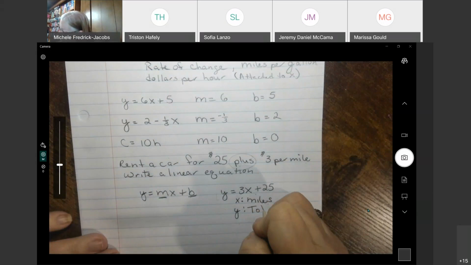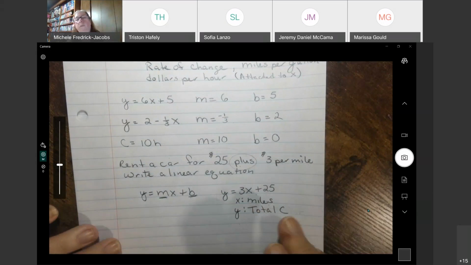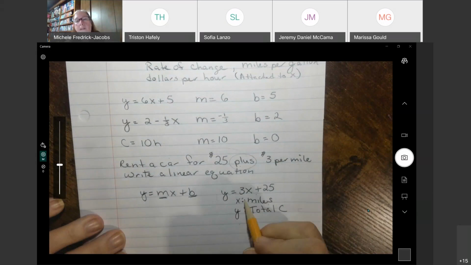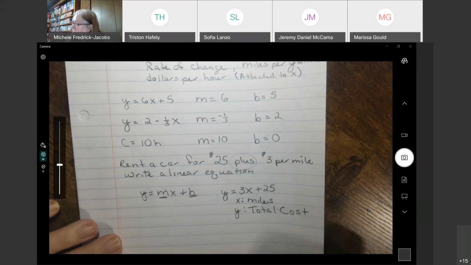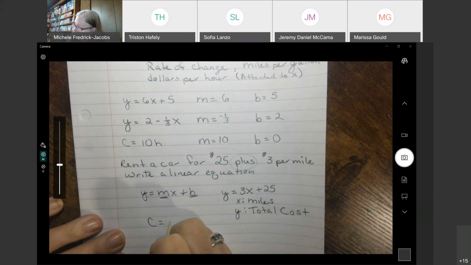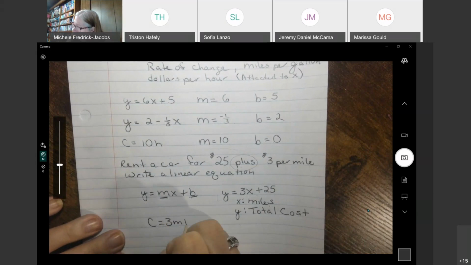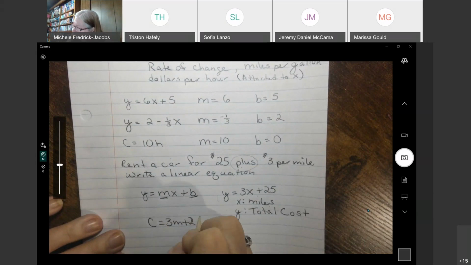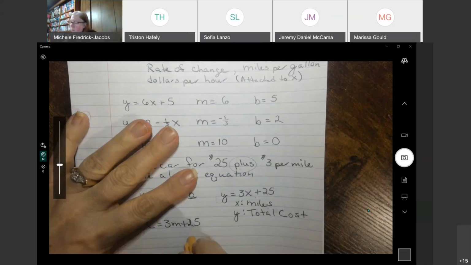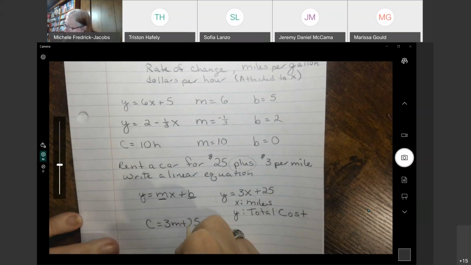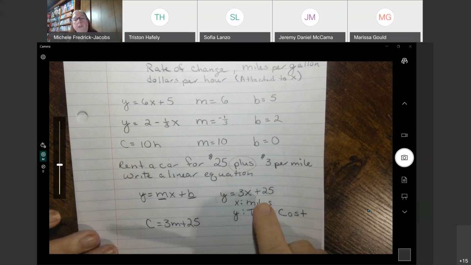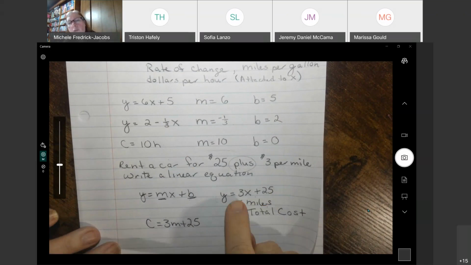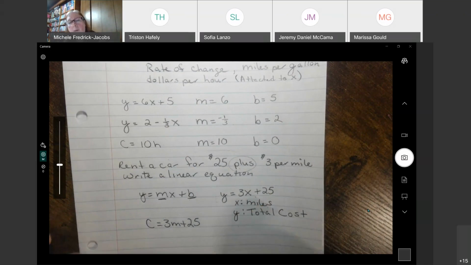Now, when you're doing these, if you want to use variables that make more sense, since X is miles, we could let it be an M. And since Y is cost, we could let it be a C. You could have C equals 3M plus 25. So you can use variables that have more meaning. That way you remember M is miles, C is cost. If not, it's a good idea to write what they stand for. That way you remember when you're plugging values in.